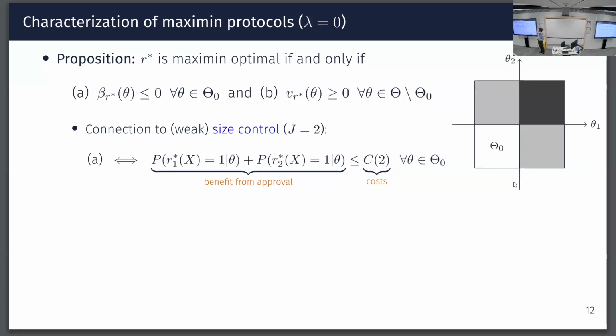So if we want to visualize this in a two-dimensional framework, suppose that we have theta 1 and theta 2. Now theta 0 defines the parameter space for which both parameters are negative.